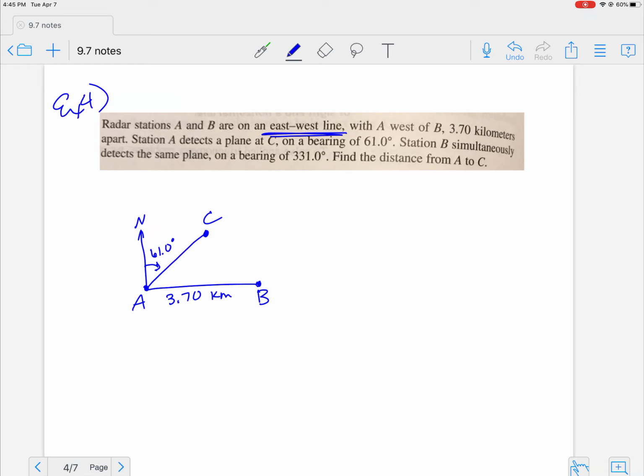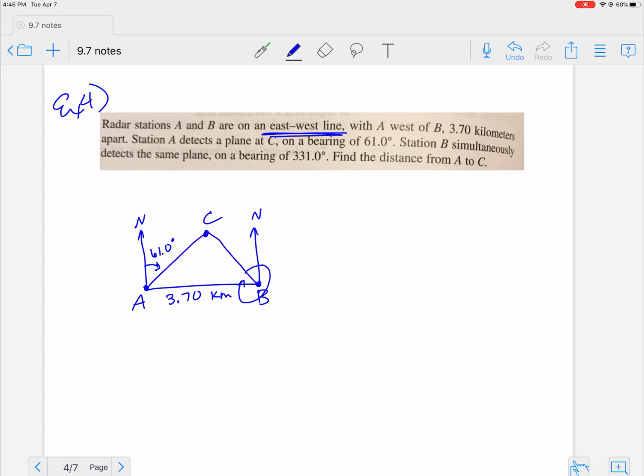So that means 61.0 if I'm keeping my significant digits, right? 61.0 degrees, that means this out here is C. So I'm going from that bearing of north. It's always a bearing from north. Station B simultaneously detects the plane on a bearing of 331. So that's the kicker to this. A bearing is always going clockwise.